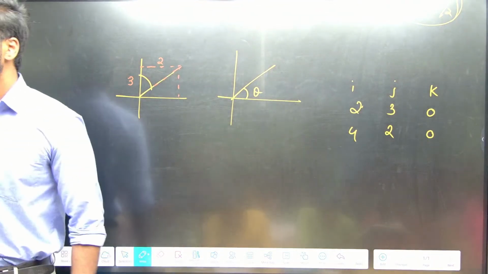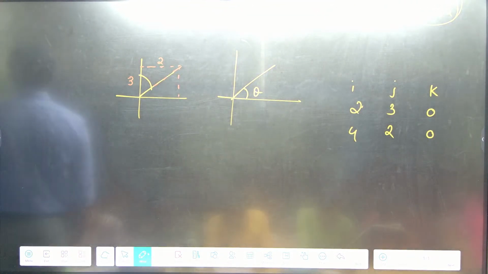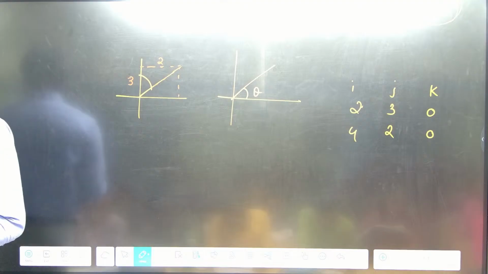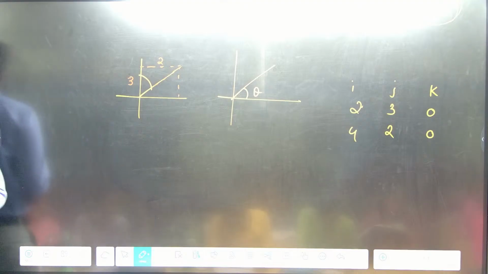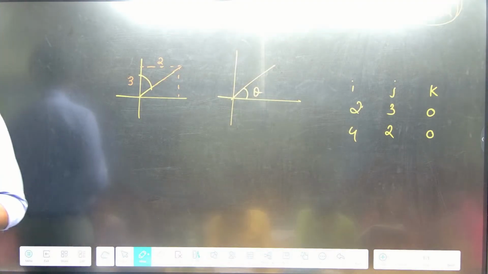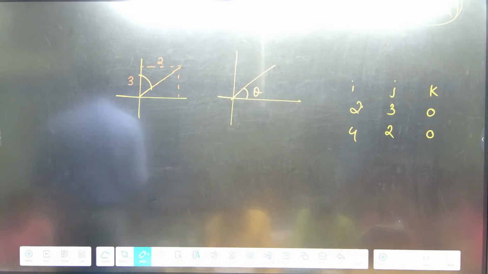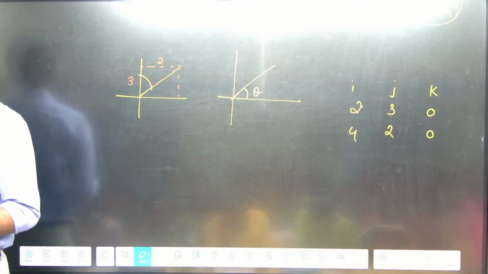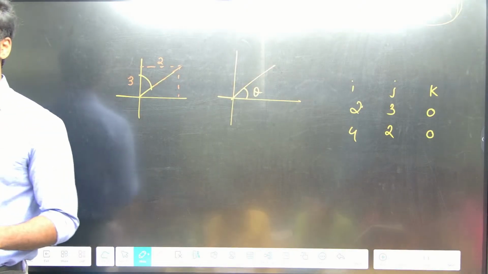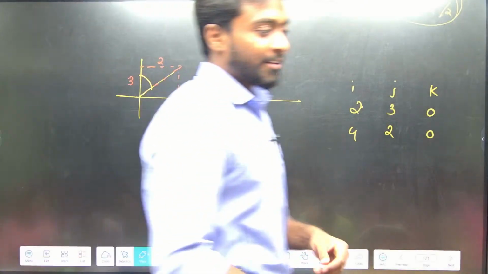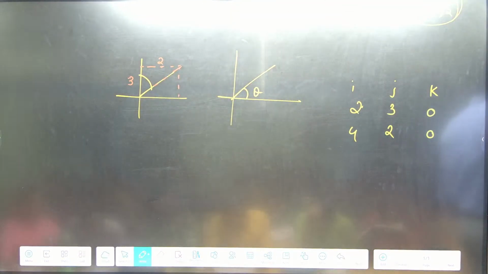Now you do. What is the answer? Minus 8k is the answer. Do it slowly. Got the answers? I'll come and check now.